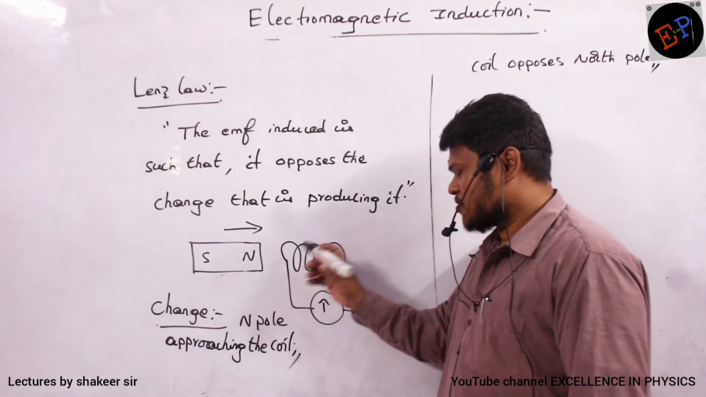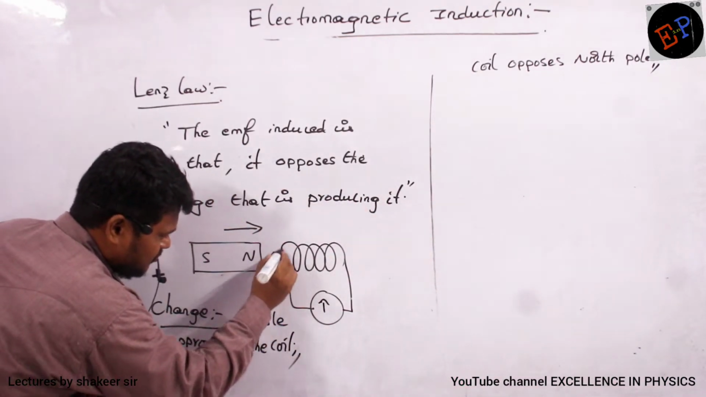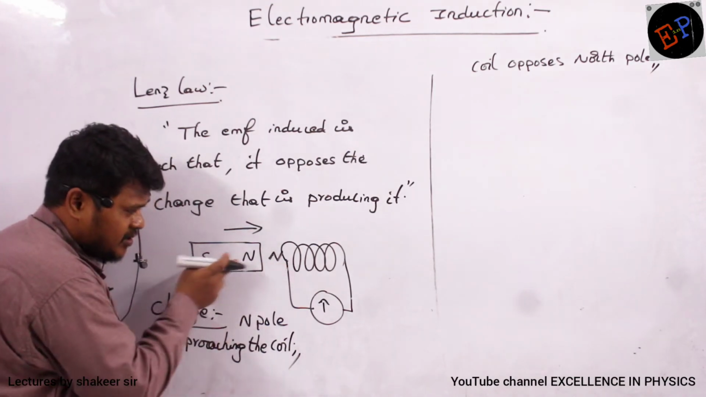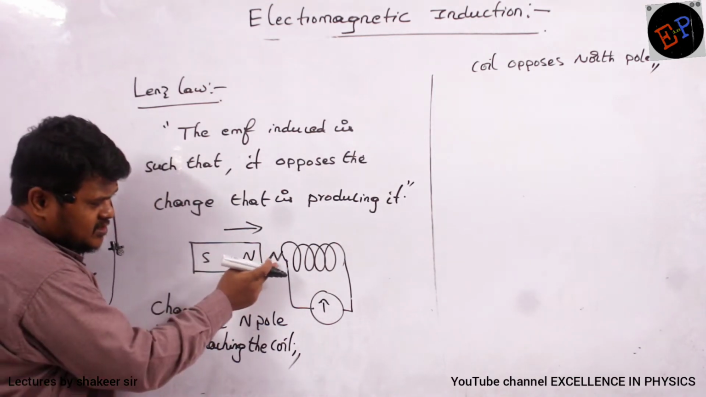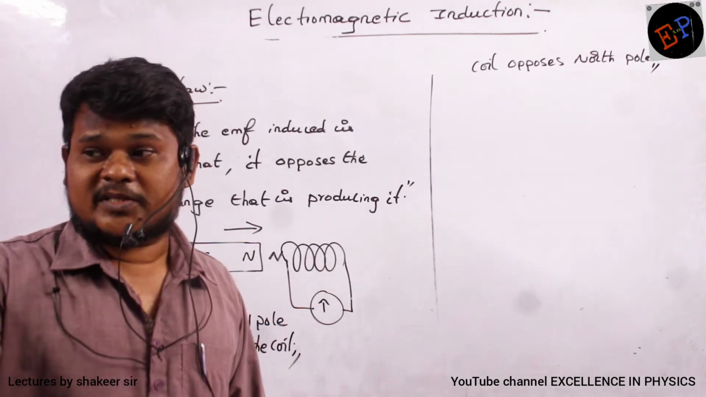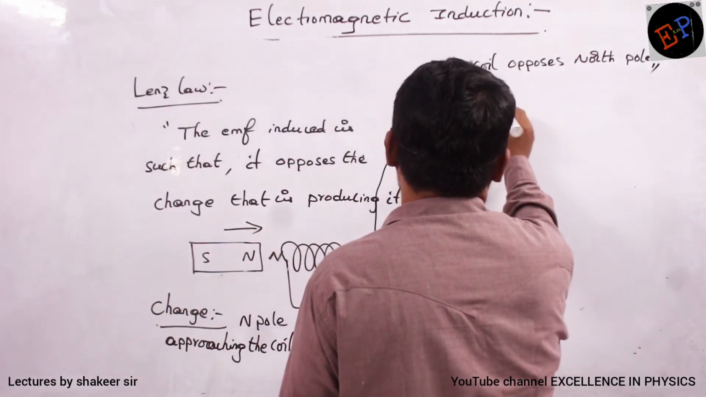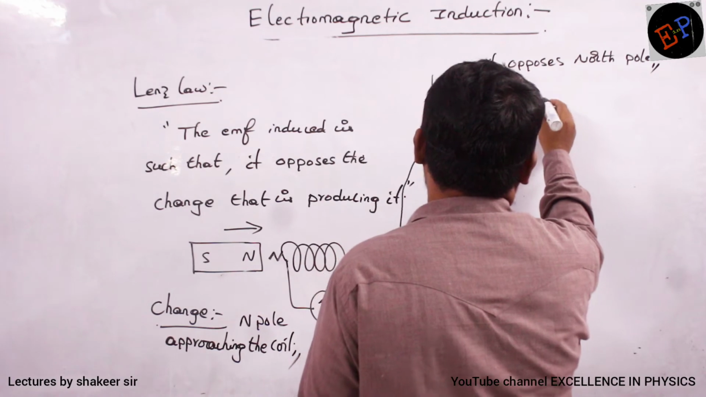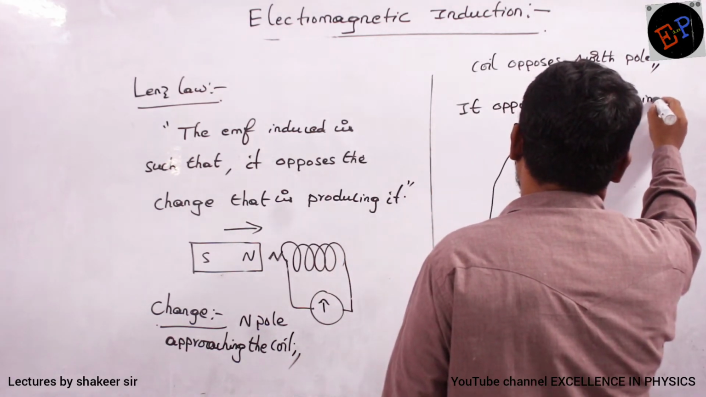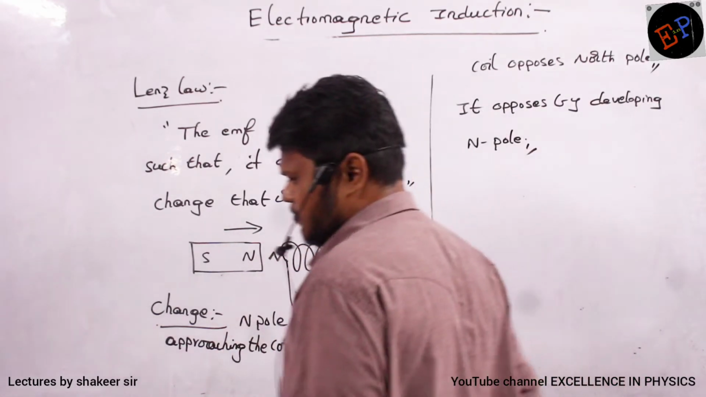That is the concept. So this side of the coil, if it develops a north pole, are you able to understand? This side of the coil, which side? The side where the north pole is approaching. If this side develops a north pole, then there is repulsion between north pole and north pole, no? That is the method of opposing. Okay? So how will it oppose? It opposes by developing a north pole. This is the method of opposition.